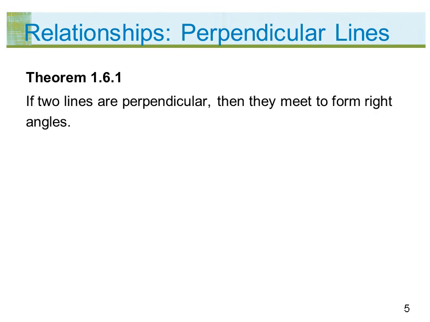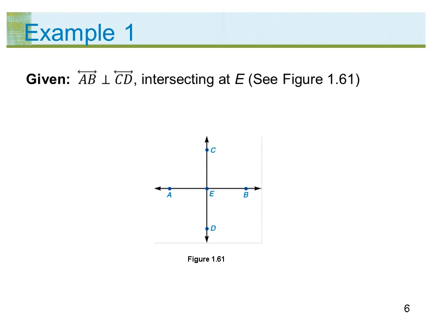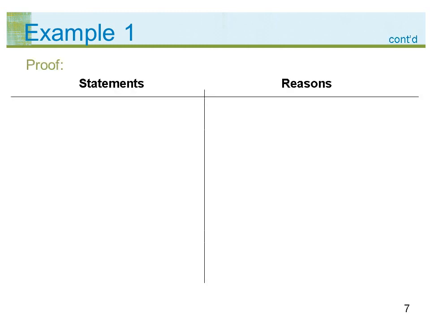Theorem 1.6.1. If two lines are perpendicular, then they meet to form right angles. Given: line AB is perpendicular to line CD, intersecting at point E. See Figure 1.61. Prove: angle AEC is a right angle. Proof. Statements. Reasons. Number 1.